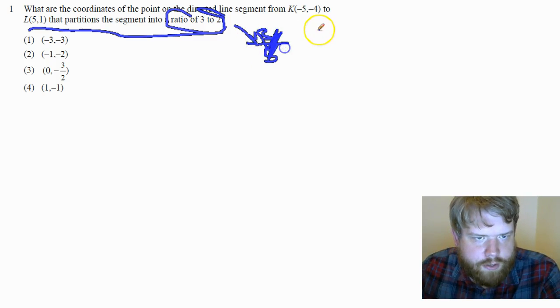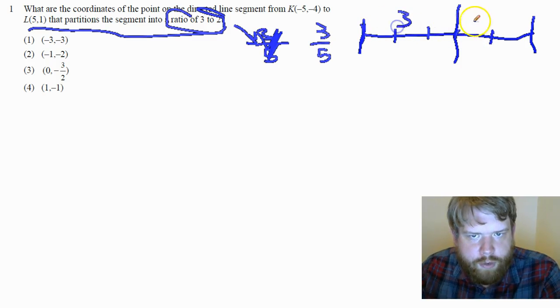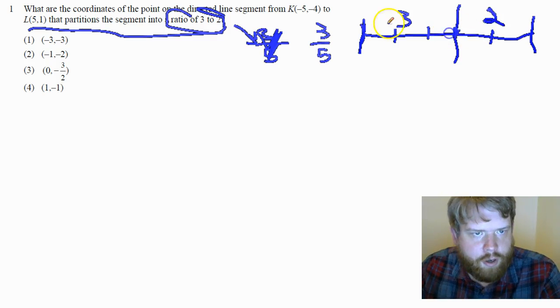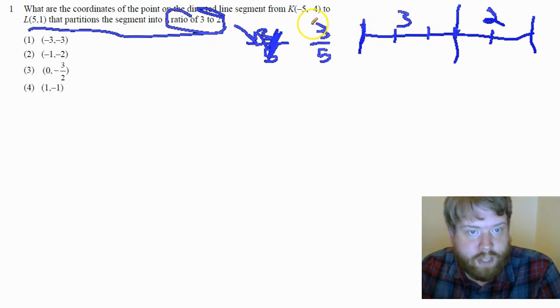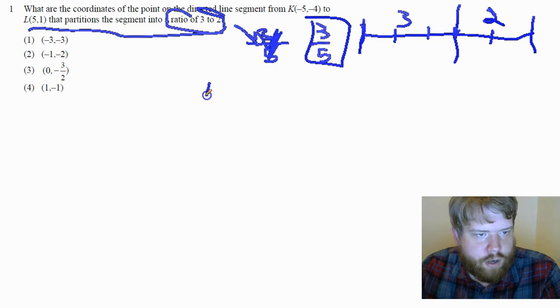3 over 5. If you're not sure why that is, remember, think about taking a whole. This line represents my whole, and I divide it into 3 parts, that's the first part of the whole, and then 2 parts. Well, this is a ratio of 3 to 2. How many parts are there total? 5, right? So the first 3 parts out of the 5 is going to be the fraction 3 over 5.